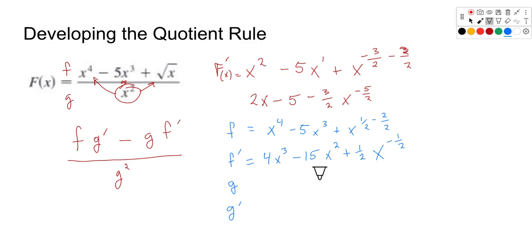G, we just write it down. This one's nice and simple: it's just x squared. And g prime, nice and simple, 2x. Okay, put the pieces together into the formula, and we'll be done.